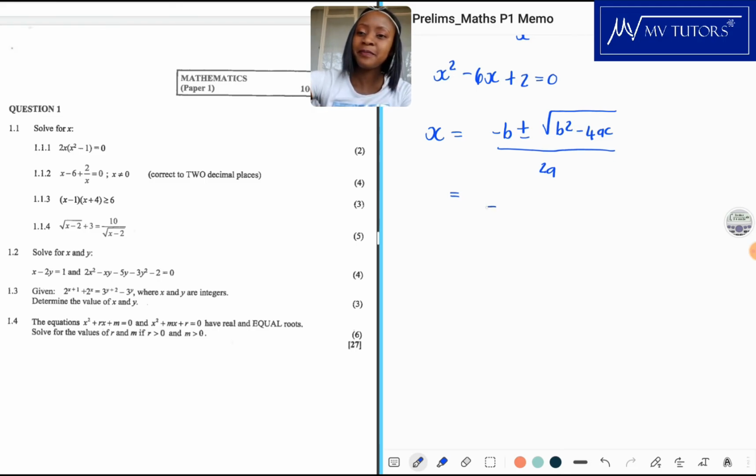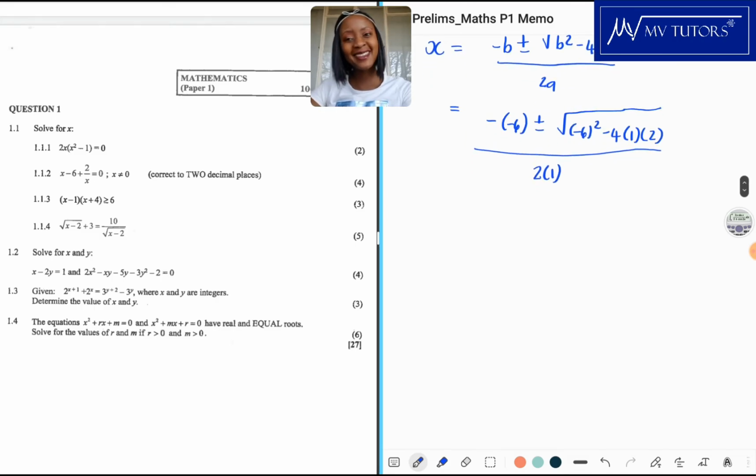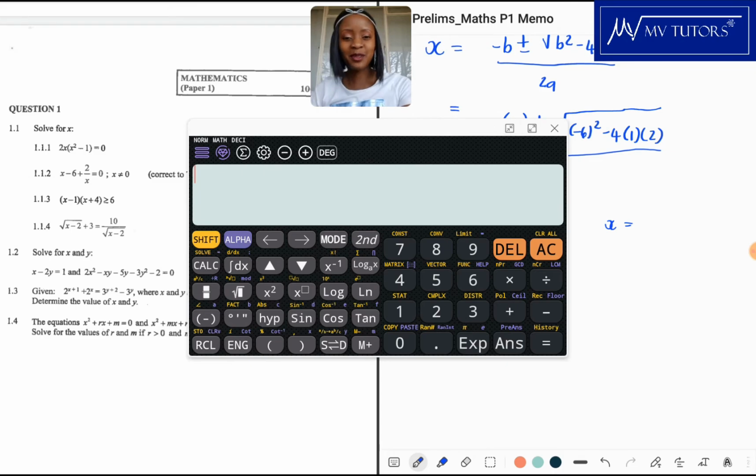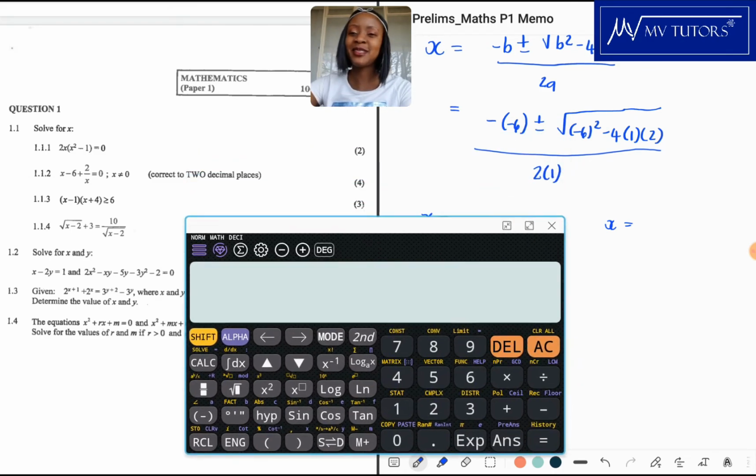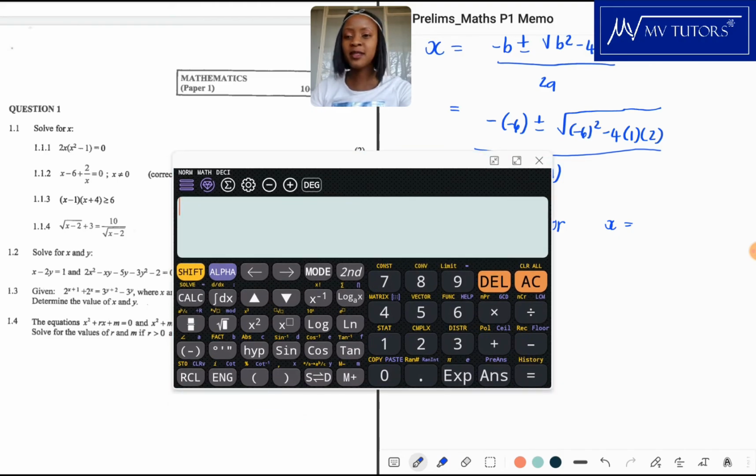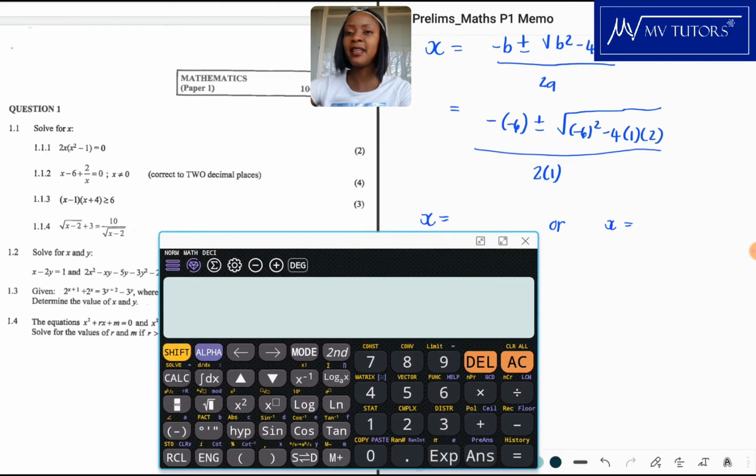So, minus b. In the place of b, we put minus 6, plus or minus the square root of minus 6 squared, which should be 36, minus 4a, which is 1, times c, which is 2, all over 2 times 1. And this is where you plug everything into the calculator, and then you're going to get 2 solutions for x. For this one, I will not be checking if it's equal to 0. I should, because you need to save your answer to check it being equal to 0.